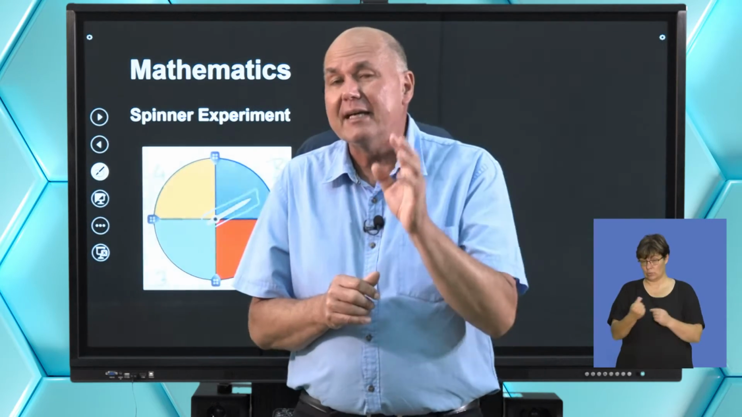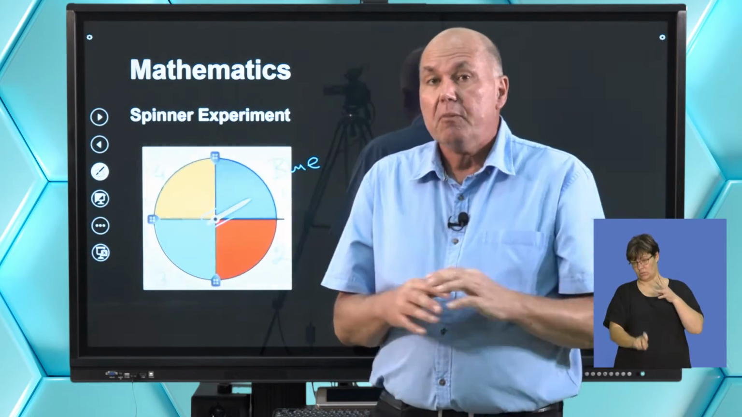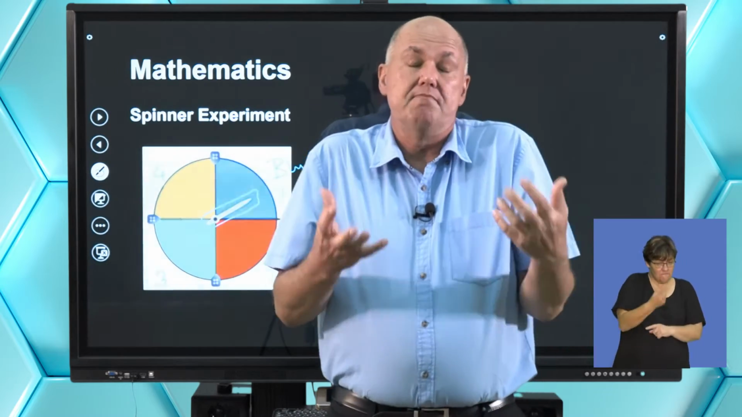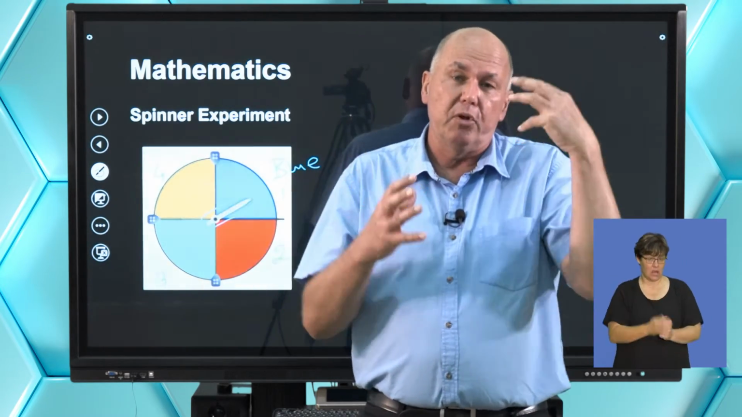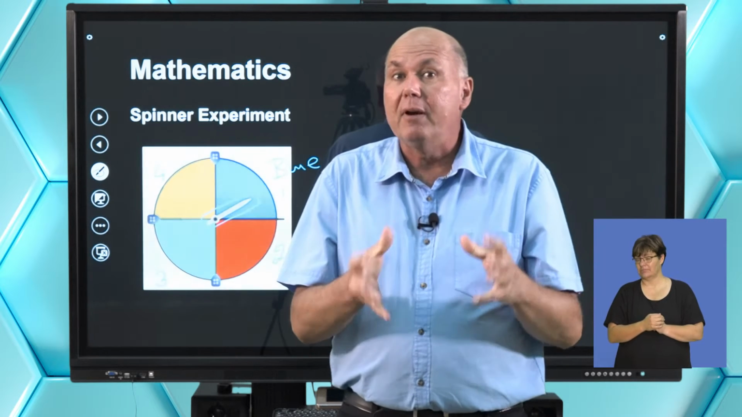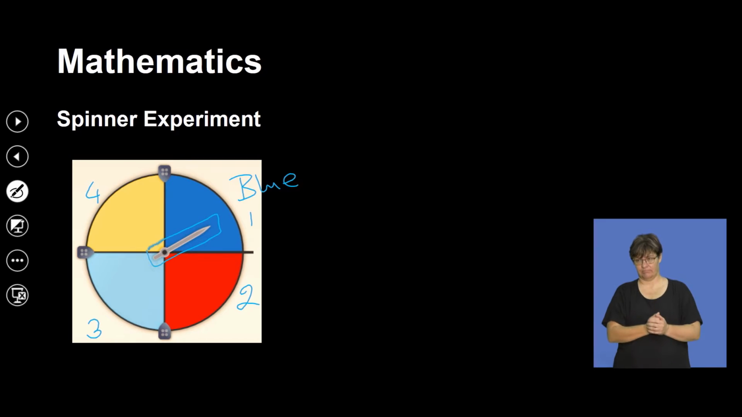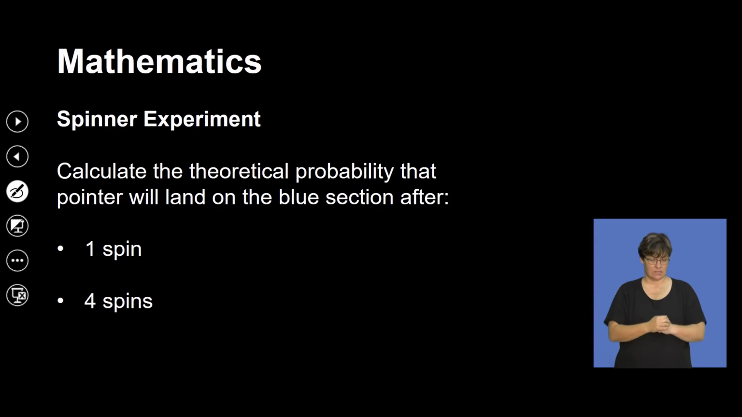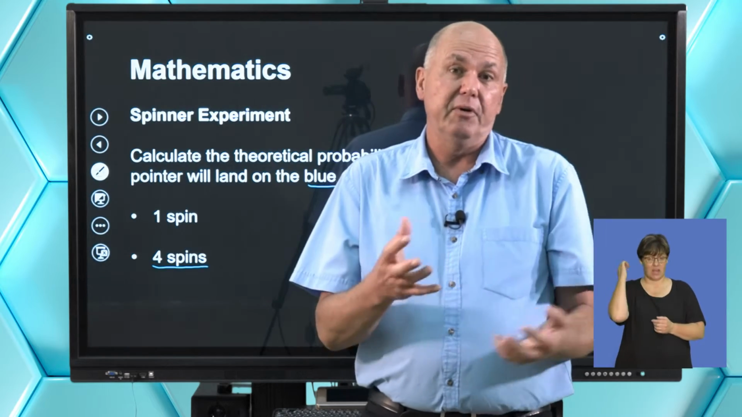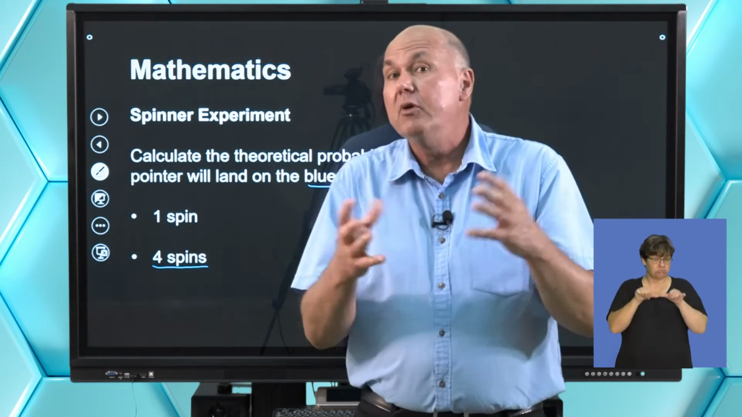But before we do that, I'd like you to think about some questions, because before every experiment, we must make some predictions. We've got to think about what the possible outcomes could be and apply some probability thinking. Can you calculate the theoretical probability that the pointer will land on the blue section after just one spin? What will the theoretical probability be after 4 spins? Got any ideas about what we could be doing? Do you think the theoretical probability will change, or will it remain the same?